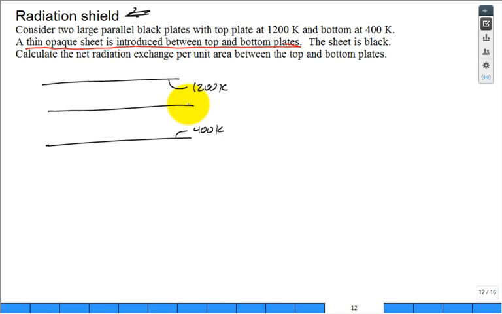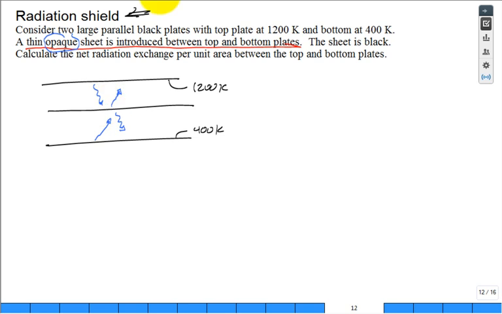And a plate. I didn't say the temperature of the plate anywhere in the problem. It's thin, it's opaque. What does opaque mean? Photons can't go through it. The photons that are coming from here are going to get absorbed on that side of the plate. The photons from here are going to be absorbed on the bottom side of the shield. And the bottom side of the shield is sending photons down, and the top side of the shield is sending photons up.